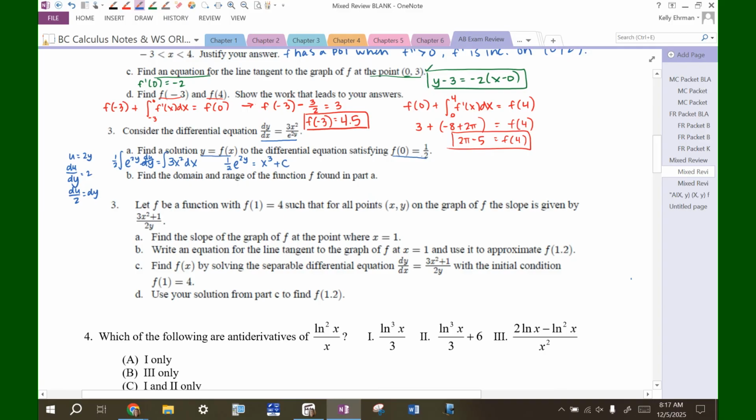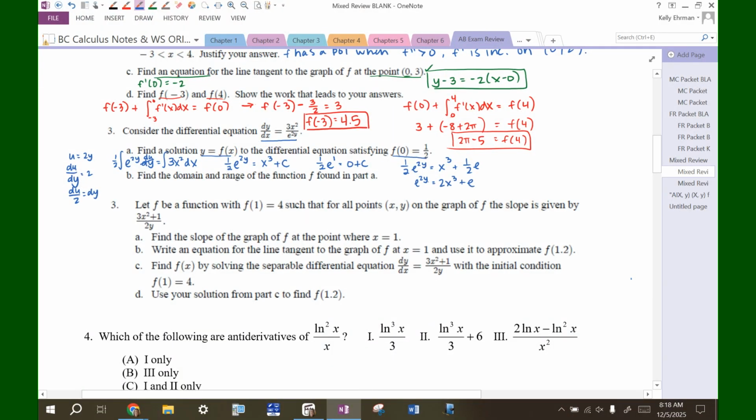And I want to plug in the point that I know right now. So y is 1/2 when x is 0. So 1/2 e to the 2 times 1/2, e to the first, is equal to 0 plus c. So there's c. So now it's 1/2 e to the 2y equals x cubed plus 1/2 e. Let's get the 1/2 out of there. e to the 2y equals 2x cubed plus e.